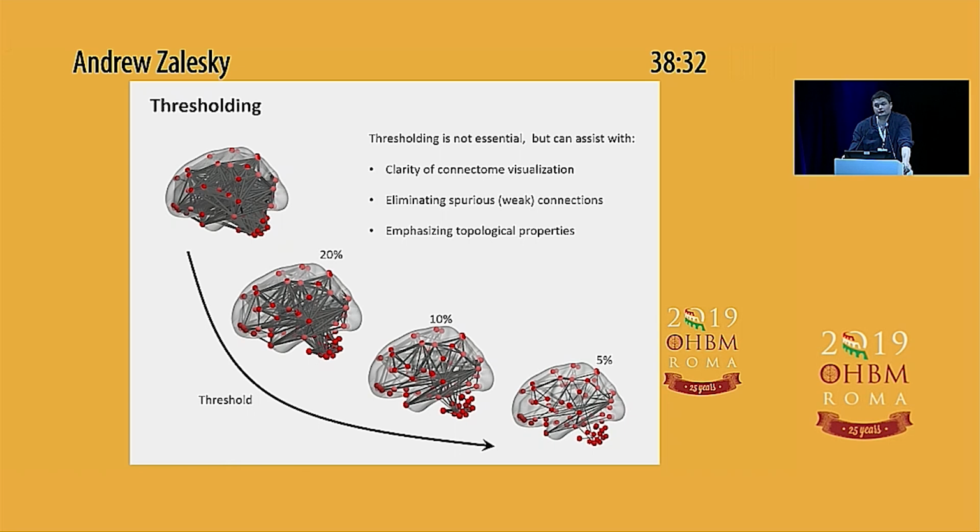It can emphasize certain topological properties. And some other points for thresholding are also that it's recently been shown that thresholding can improve the reproducibility of connectomes. And it can also ease the storage and computational burden of very large connectomes, so connectomes computed at the voxel or the vertex level.